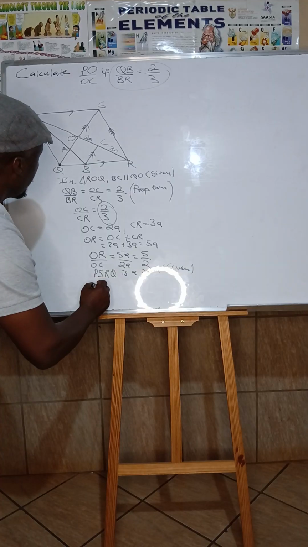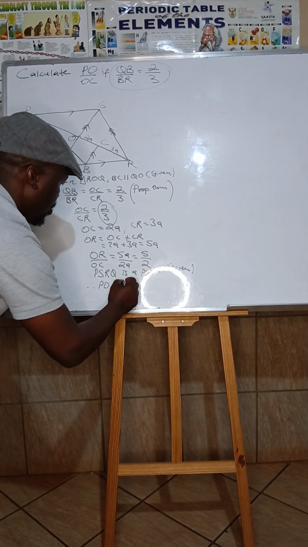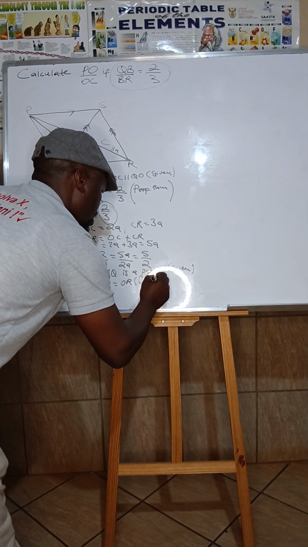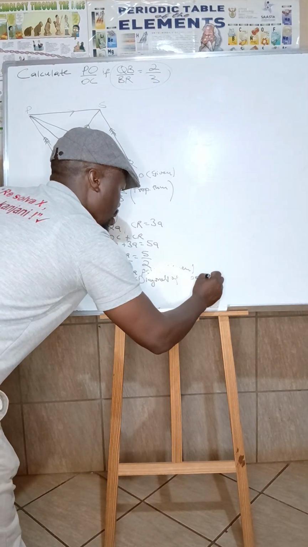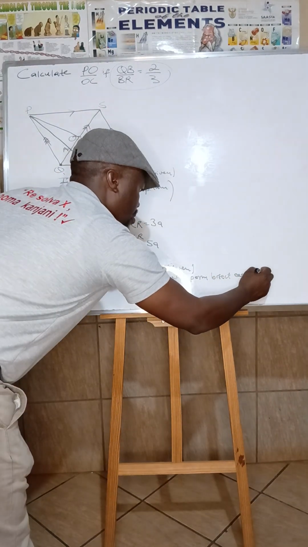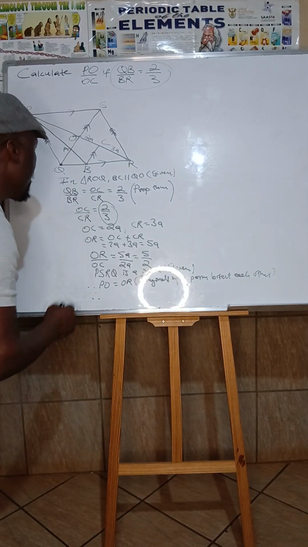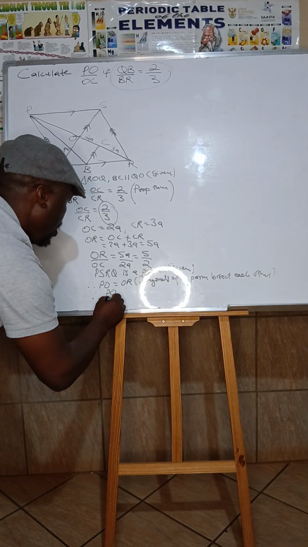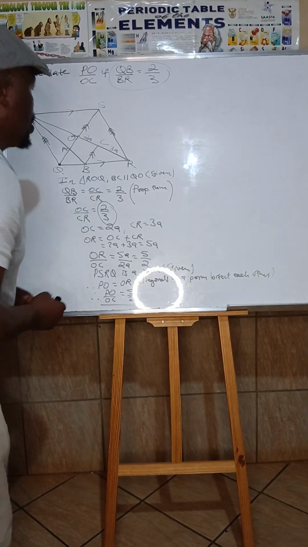Therefore, PO is equal to OR. The reason is that diagonals of a parallelogram bisect each other. From there we can safely conclude that PO over OC is equal to 5 over 2.